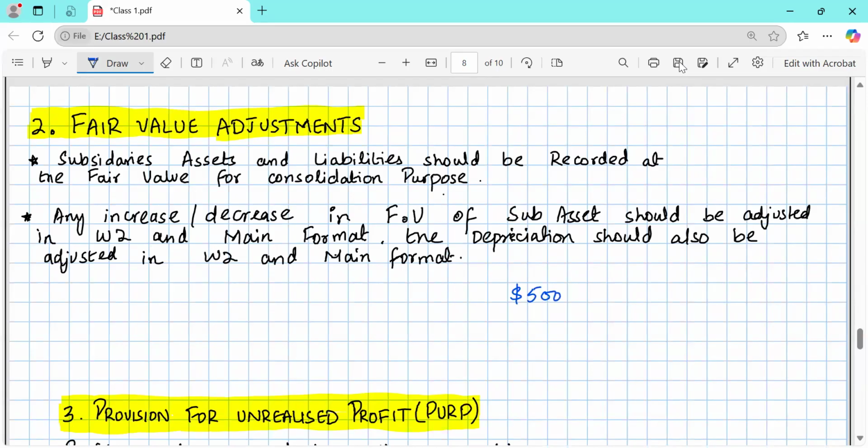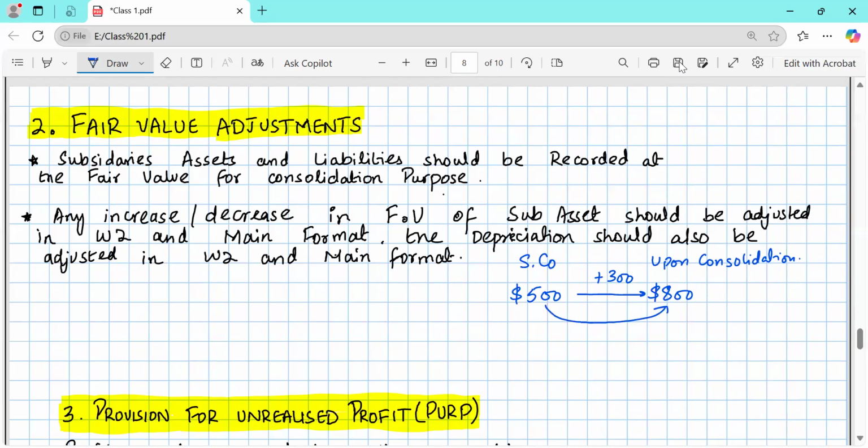But when you did the consolidation and identified the market value of the machine, the market value of the machine was 800. In the subsidiary company's individual statement, it was recorded at 500. But upon consolidation, you saw that the valuation is 800. So there is a 300 increase. This is known as fair value adjustment. When you prepare the consolidation, you will increase the value by 300.